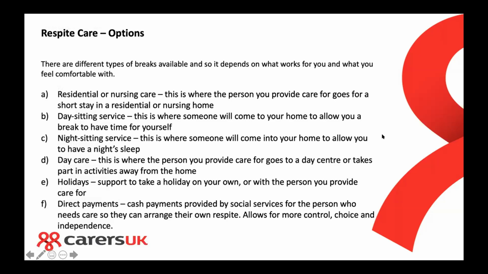So there are lots of options for taking respite care, and there's different types of breaks available. So it depends really on what works for you and what you feel comfortable with. So there's residential or nursing care, and this is basically where the person that you provide care for will go for a short stay into a residential or nursing home. A short stay could be anything between 2 weeks to a month, or it could be on weekends, 2 weekends a month. Whatever works for you, that's what that option is for.